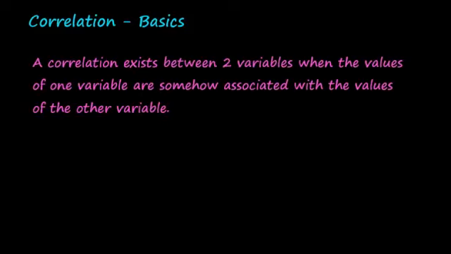Now we will introduce methods for determining whether a correlation or relationship between two variables exists. Specifically, we'll be testing to see if there is a linear correlation between the two variables. A correlation exists between two variables when the values of one variable are somehow associated with the values of the other variable.